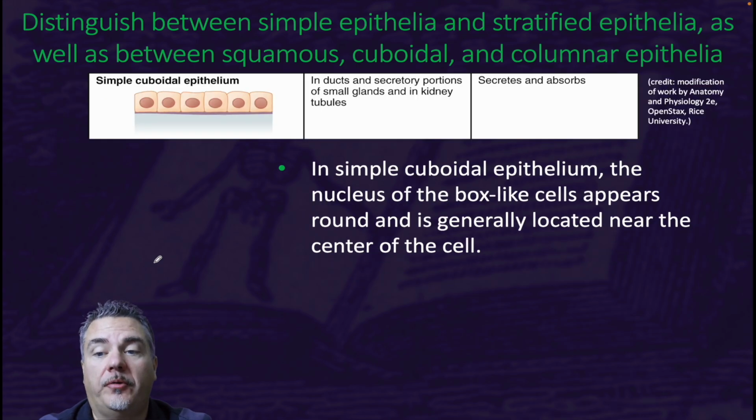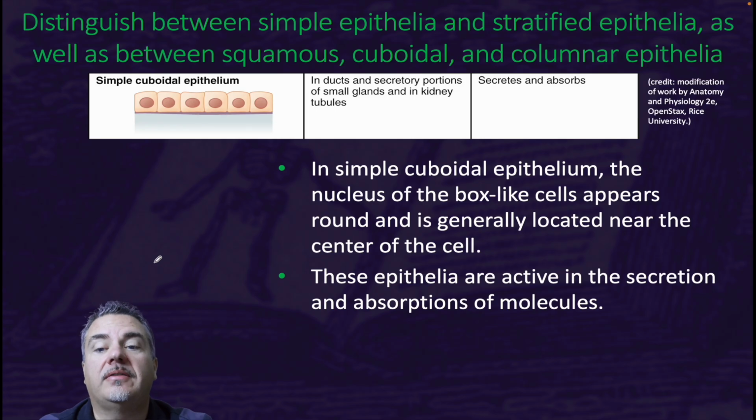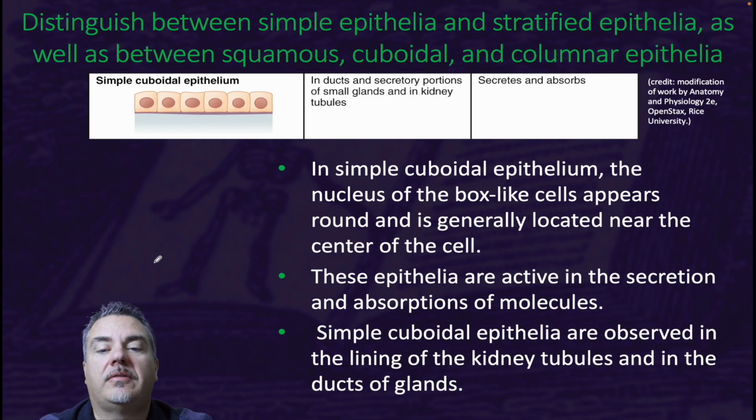In simple cuboidal epithelium, the nucleus of the box-like cells appears round and is generally located near the center of the cell. These epithelia are active in the secretion and absorption of molecules. Simple cuboidal epithelia are observed in the lining of the kidney tubules and in the ducts of glands.